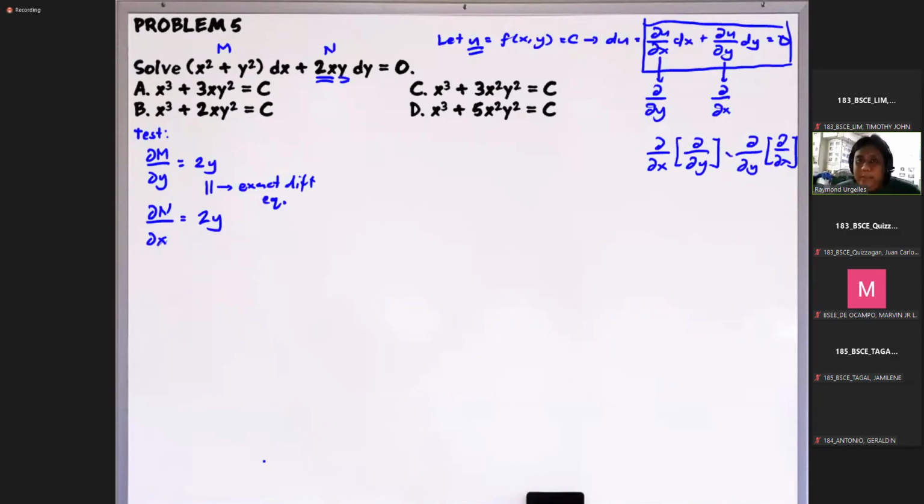Did you get that? Again, that's what we call the test of exactness. We get the partial derivatives of our two terms. Any questions about this?